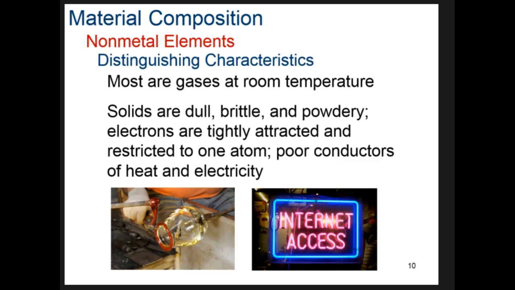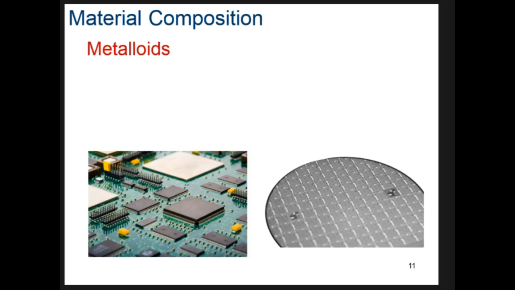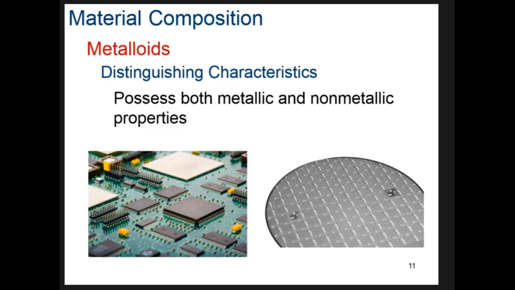Nonmetals. Again, here are some properties. These should be on the table, but copy down any that aren't on the table. And we see them everywhere. Glass and ceramics, gases like neon gas. Nonmetals are used everywhere as well. And then we have elements called metalloids, which have both metal properties and non-metallic properties, such as silicon and carbon.